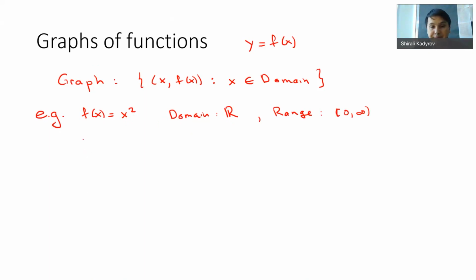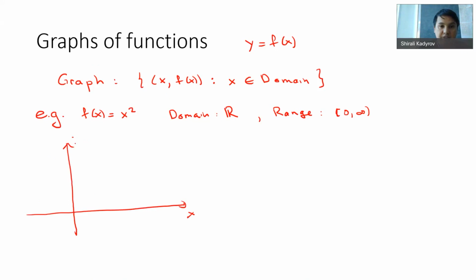Now, how do you sketch? Because I need to plot x and f of x on the xy coordinates. So let me sketch my xy. Here's my x axis. Here's my y axis, etc. So I need to come up with a table of values, right? So here I need to have my x. Here I need to have my f of x. I need to plot this one.